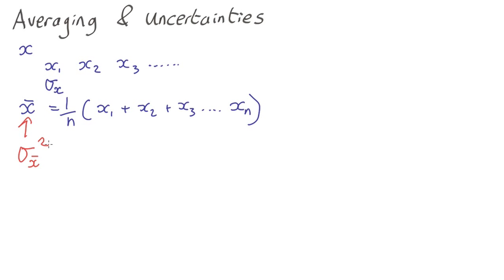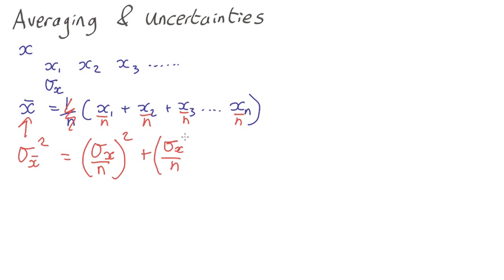The sigma x bar squared is going to be the sum of all these squared. So that's sigma, the uncertainty in x1 over n. So we remove that here and put them all over n. So the uncertainty in x1 over n is just the uncertainty in x over n. And we add them in quadrature, squared. And do it again here. It's also sigma x over n. I'm assuming that all these measurements have the same uncertainty.